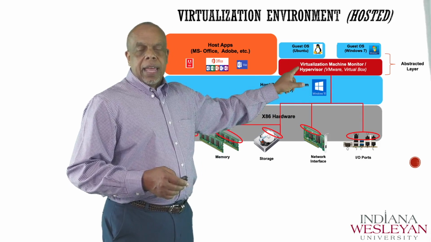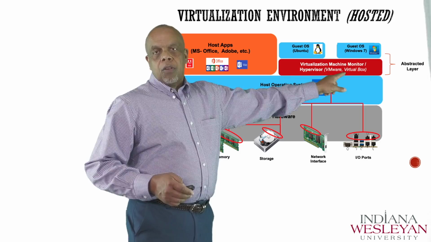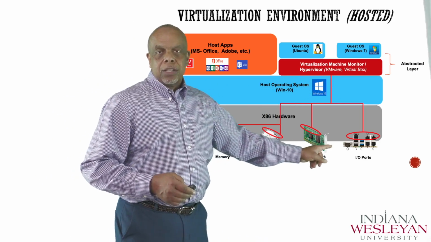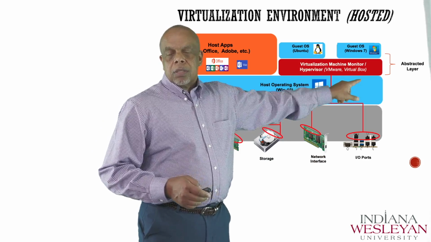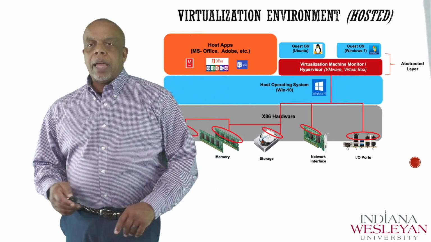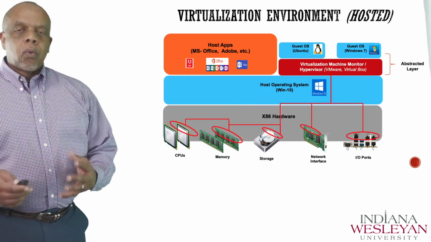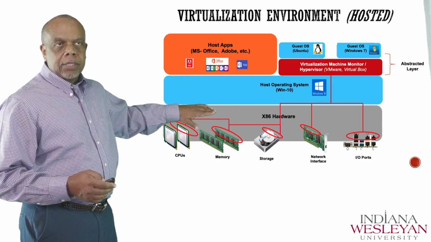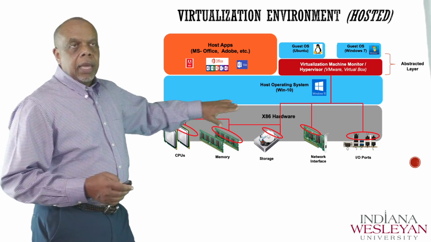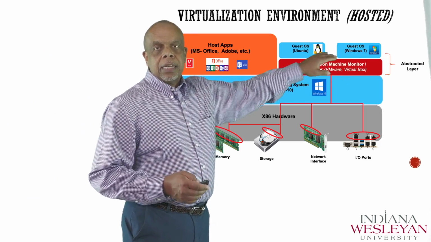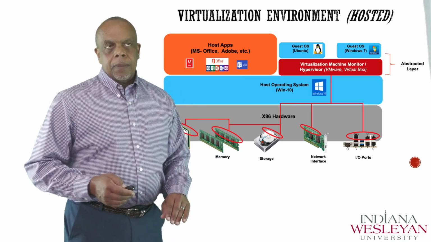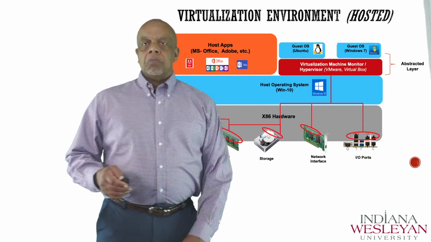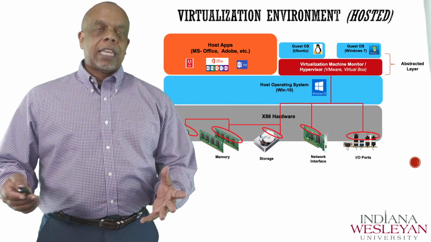It thinks that it has hardware because this piece of software, this hypervisor, has allocated portions of the actual hardware to these. So now it appears I have 3 operating systems running on the same machine. I've got my host operating system, which is Windows 10, and now I have 2 guest operating systems. In this example, I've got Ubuntu, and I have Windows 7 running at the same time.